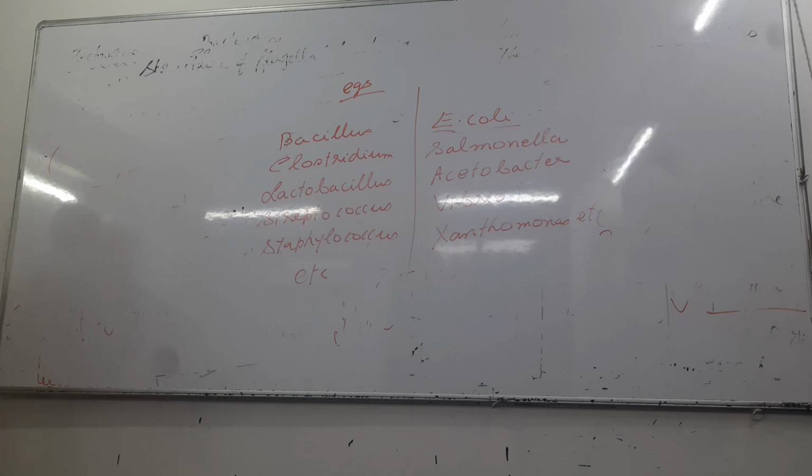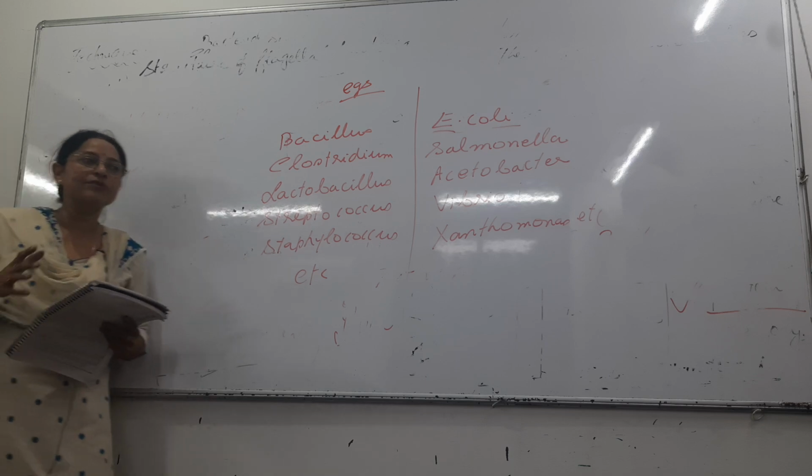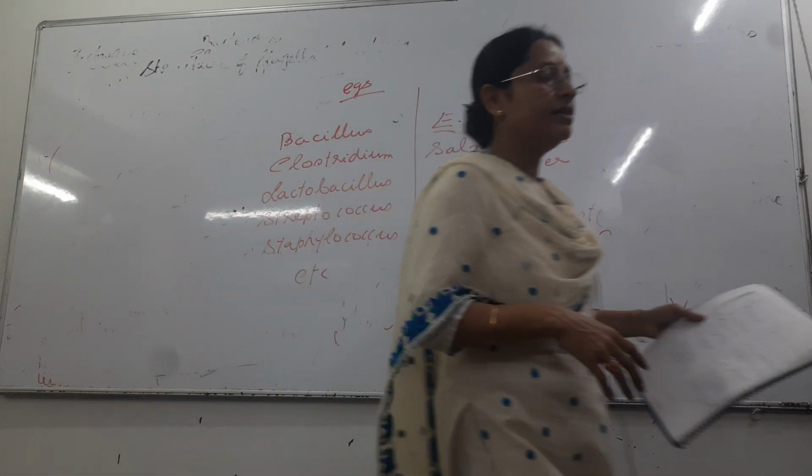Next point, also important: more sensitive to penicillin, less sensitive to penicillin. Gram positive is more sensitive. Next write: mostly capsulated, mostly non capsulated. Gram negative is mostly capsulated. Next, pili. That's all. Out of all the points that we have written, those are the points that are important.